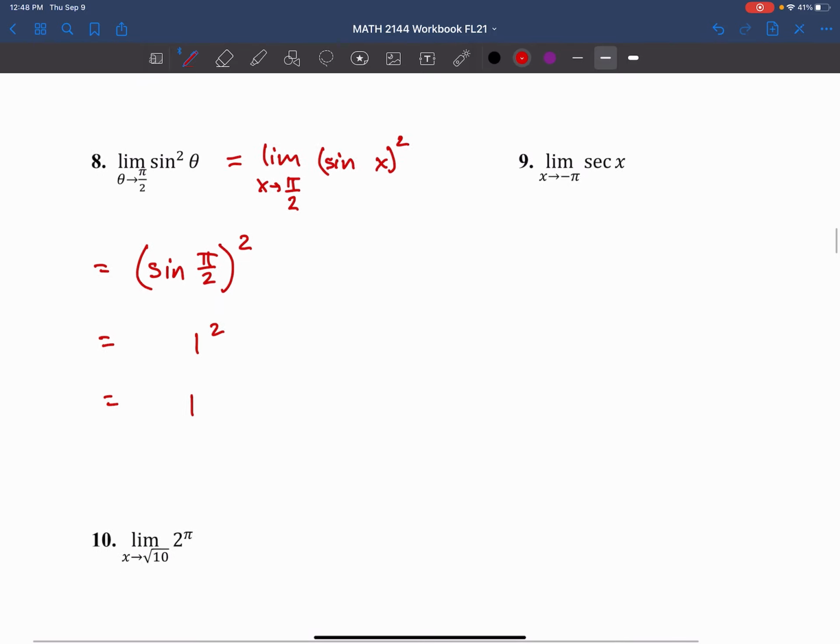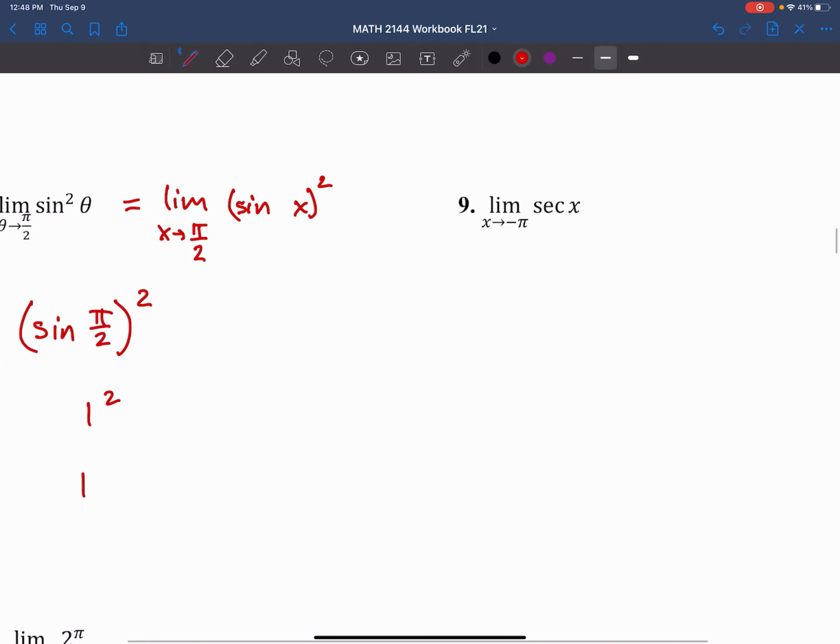Okay. What about the secant one here? Remember that in secant, you are just considering 1 over cosine of x. So number 9 shows that you're still allowed to go ahead and do algebraic manipulations before you consider the limit. So let me say that again.